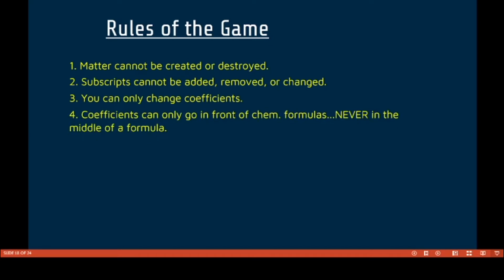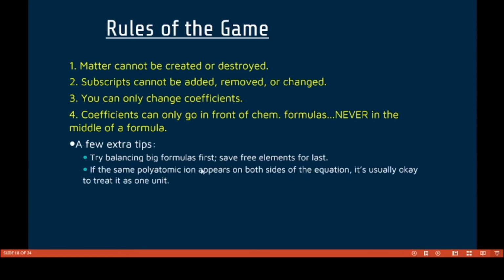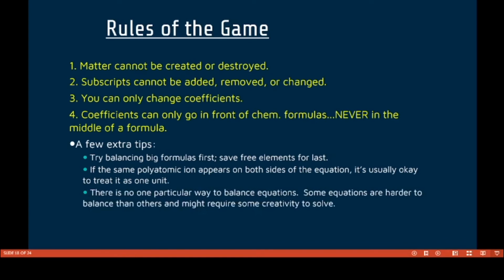Fourth point: coefficients can only go in front of chemical formulas, never in the middle of a formula. And fifth, a few extra tips: try balancing big formulas first and save free elements for last. If the same polyatomic ion appears on both sides of the equation, it is usually okay to treat it as one unit. There is no one particular way to balance equations. Some equations are harder to balance than others and might require some creativity to solve.